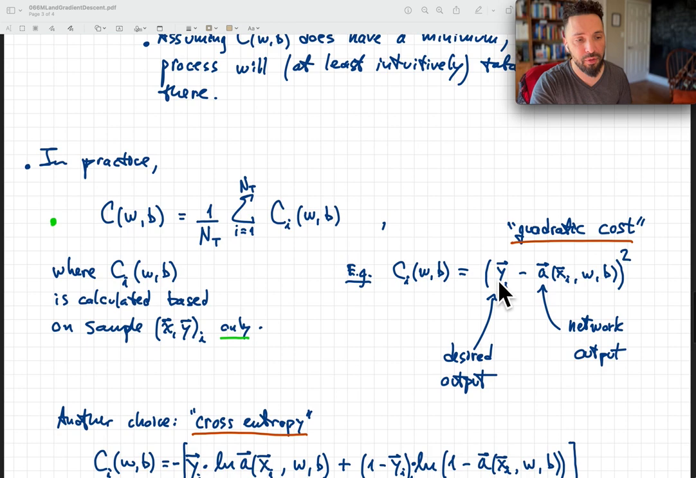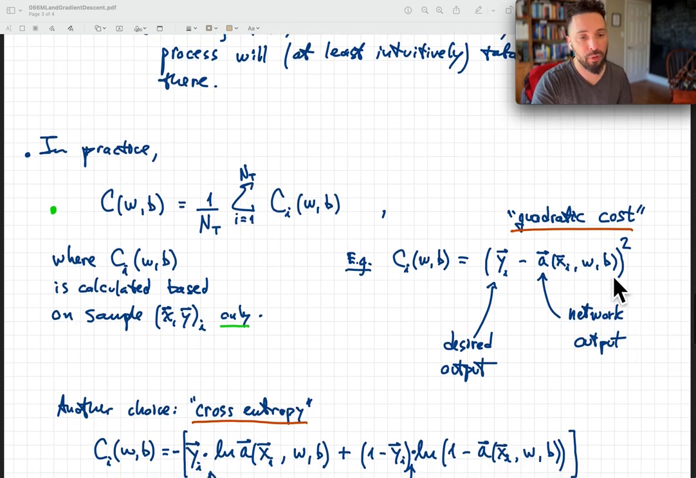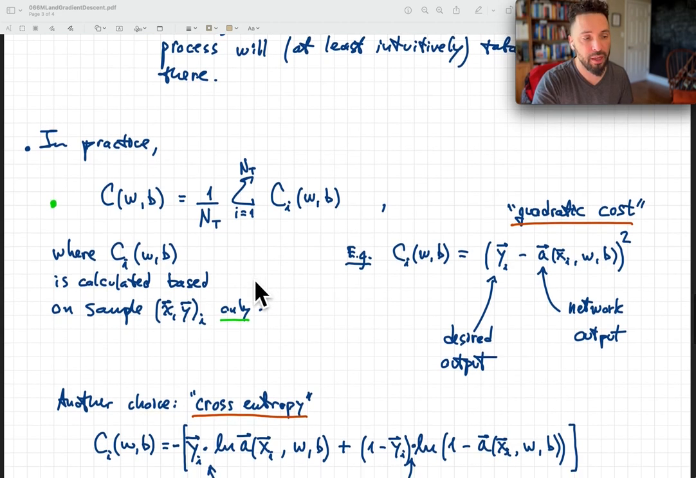So here we have C sub I of W, B, the cost of deviating for sample I from the desired result, is given then by the difference squared. So we have Y sub I minus A, which is the network output evaluated at that point X sub I with the weights and biases that are given at that point, and then the whole thing squared. If we sum over all the samples, then we'll have the cost associated with those weights and biases, so the cost associated with the network that we have at that moment.